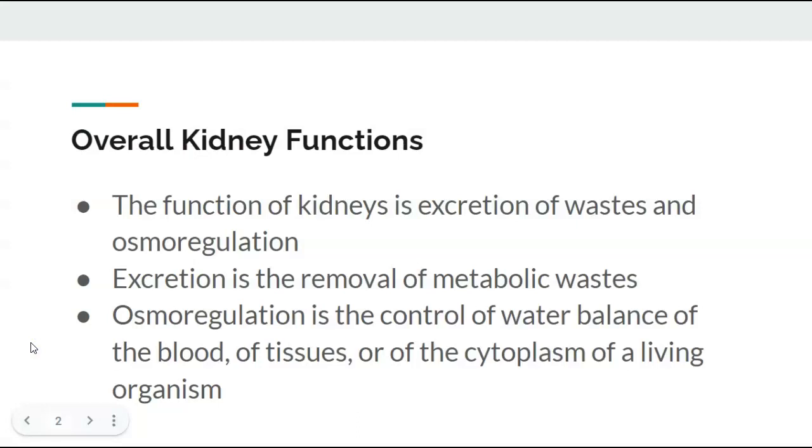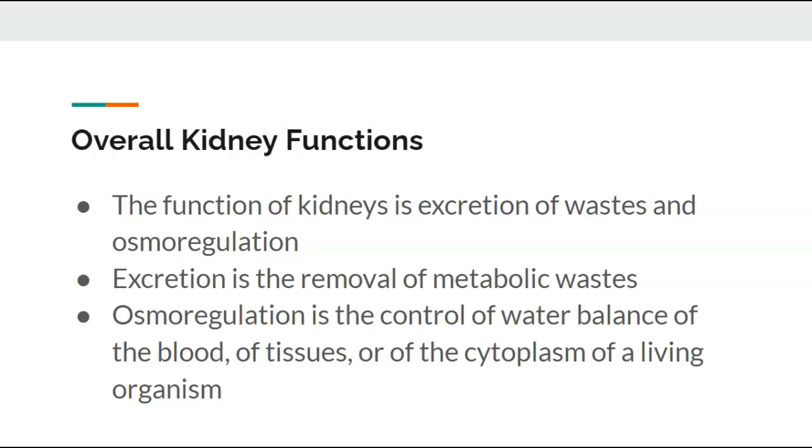So overall, what does the kidney do? It deals with excretion of waste, right? It deals with keeping your body clean, getting rid of metabolic waste. So if you have too many ions, too many nutrients, too much water, that's the kidney's job. It maintains homeostasis. Osmoregulation is the control of water balance of the blood, tissues, cytoplasm, whatever it may be, but it's the control of water balance, again, maintaining homeostasis.